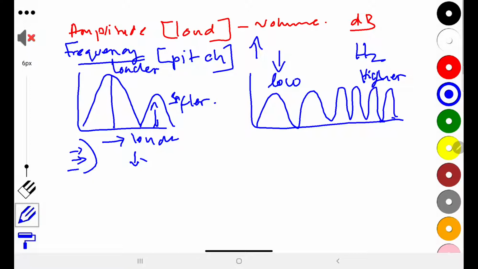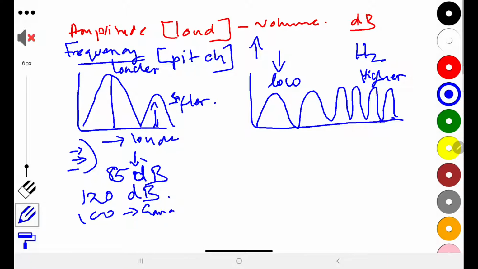The maximum safe exposure has been noted to be 85 decibels. Usually higher than that, you get headaches or hearing damage. For example, rock concerts are usually at 120 decibels. An iPod could go all the way to 100. Try to check online for a list of these.